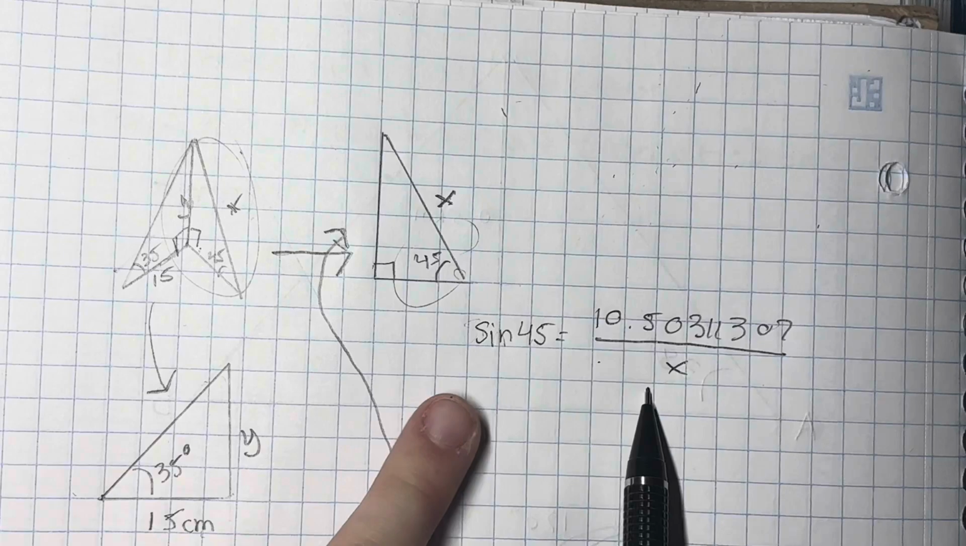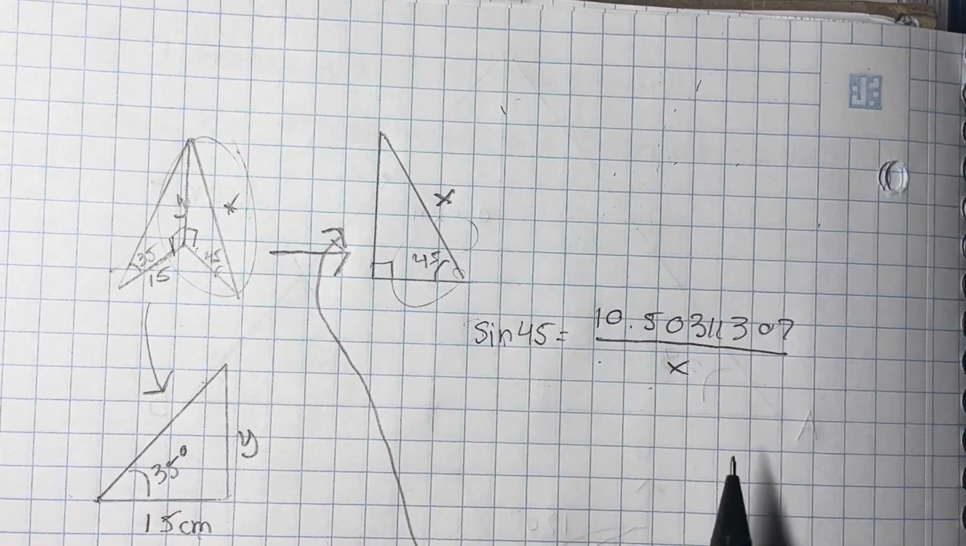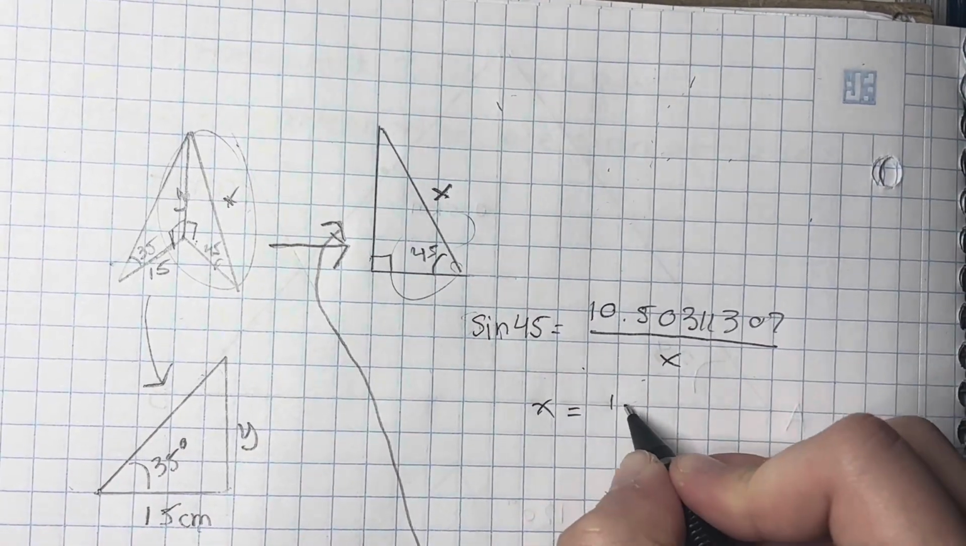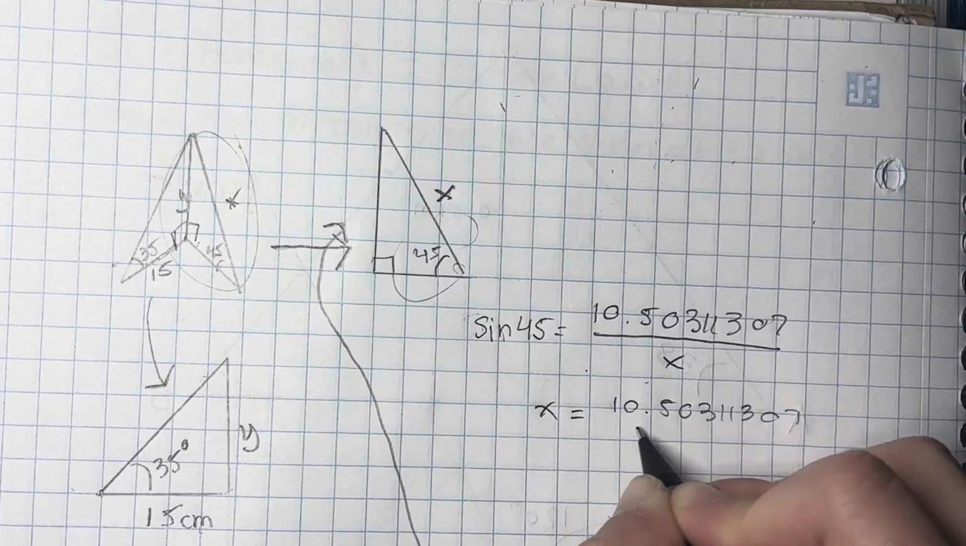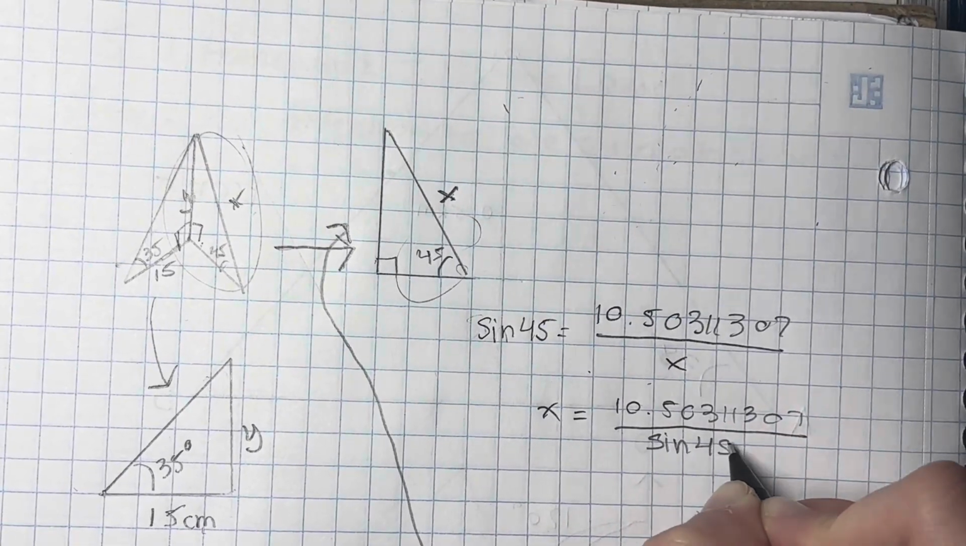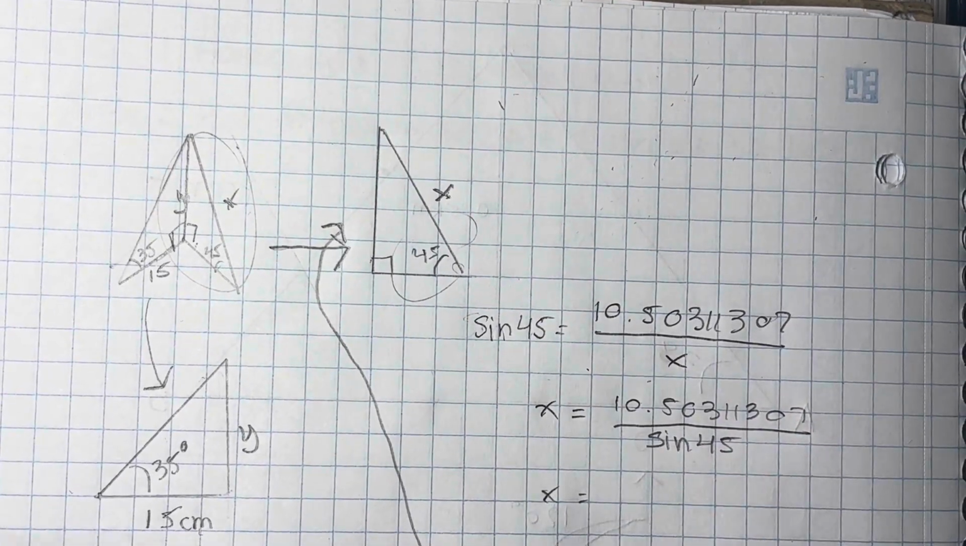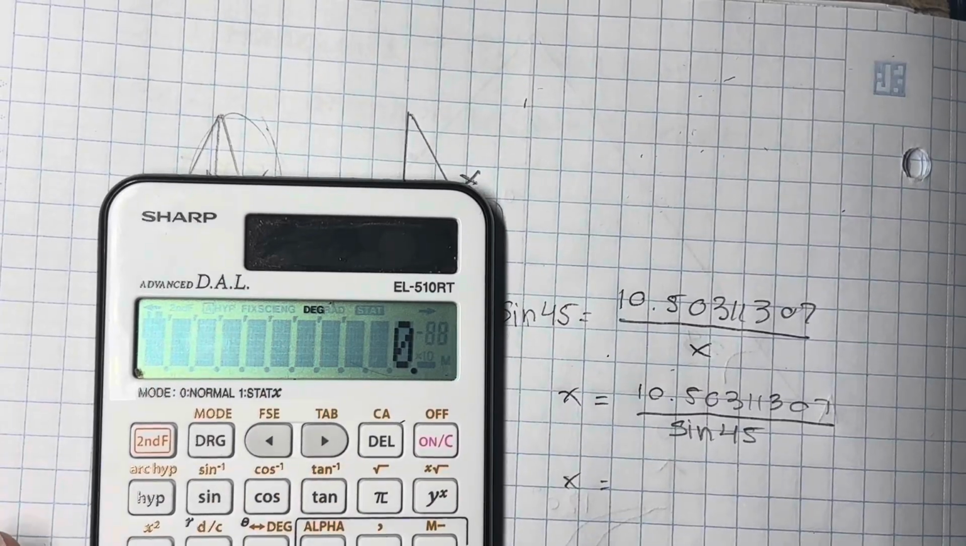I could just flip those. I'm sure I don't have to explain it to you, multiply them and then divide, whatever. So X equals 10.50311307 all over sine 45. And that's going to give us 10.